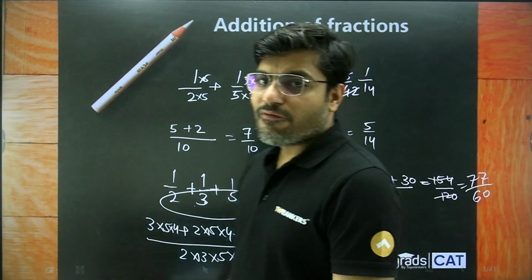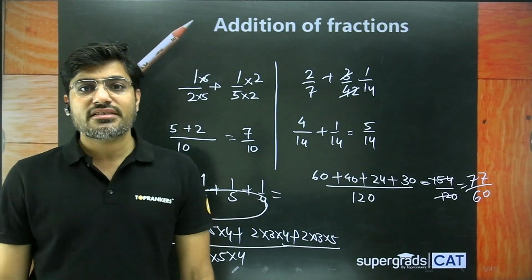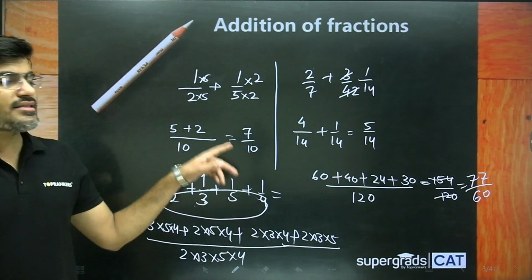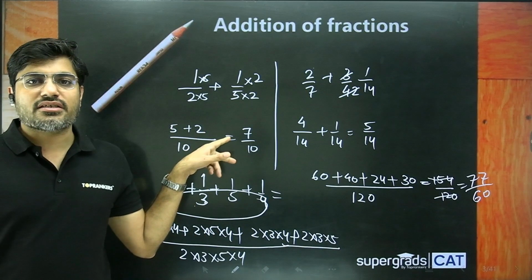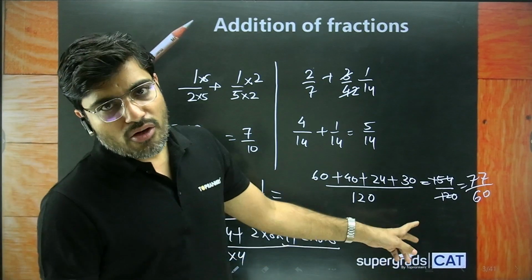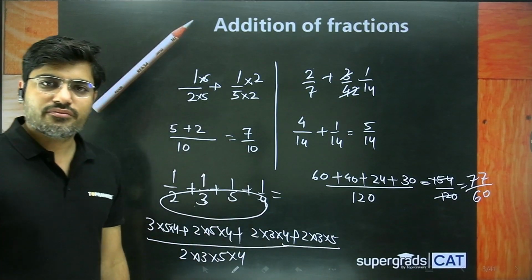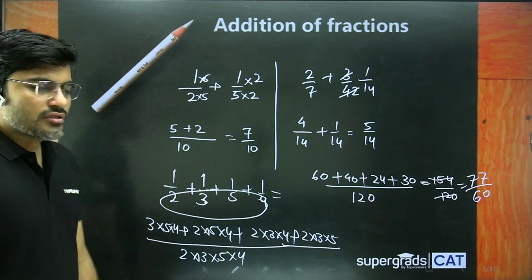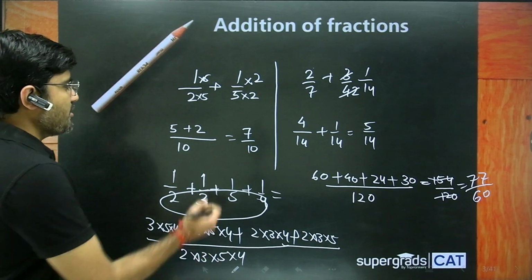So we can get a fraction more than 1. It is not necessary that we get the answer less than 1 or a proper fraction. We can always get an improper fraction as well. Is that clear? So this is one thing.